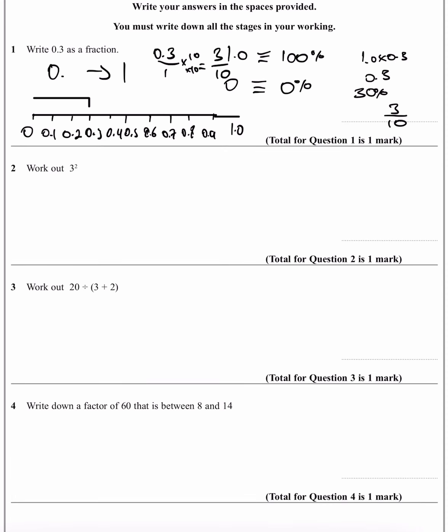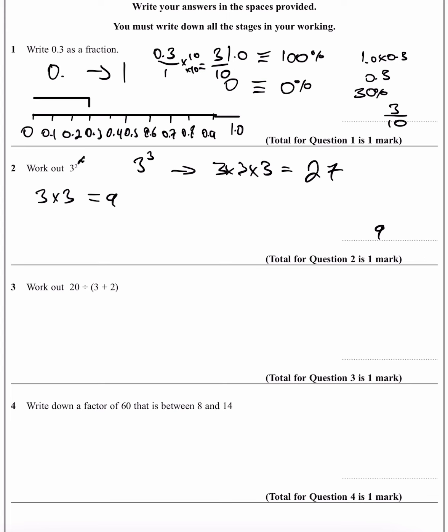Question 2. It says, work out 3 squared. So the concept of squared and powers and indices in mathematics is essentially you take the base number and you multiply it by itself a certain number of times based on what the index or the power says. So if it's 3 squared or 3 to the power of 2, it's just 3 multiplied by itself, which is 9. Now if we had 3 cubed, it would be 3 multiplied by 3 multiplied by 3, which is 27. So our answer is 9.